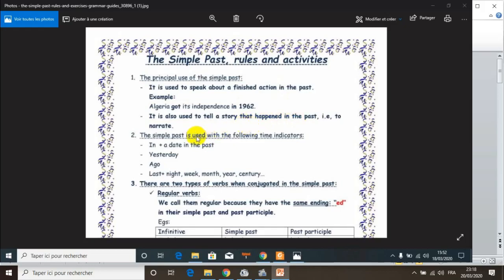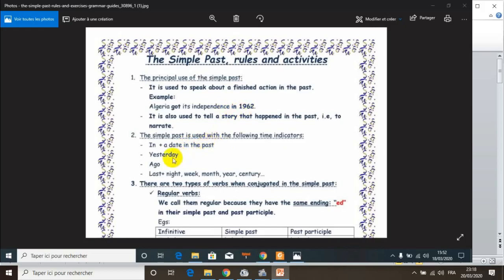The simple past is used with the following time indicators. So when we have time indicators, like what? Like in plus a date in the past, as it is here in the example. In 1962. This is the date in the past. So when we have a precise date in the past, we use the simple past.